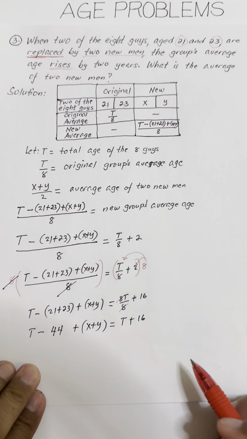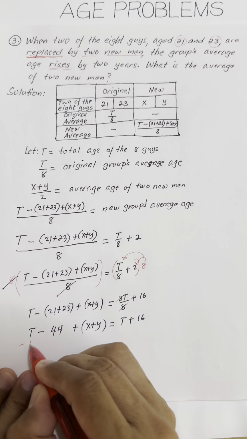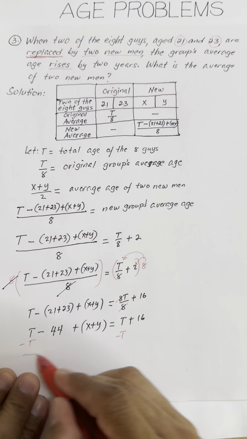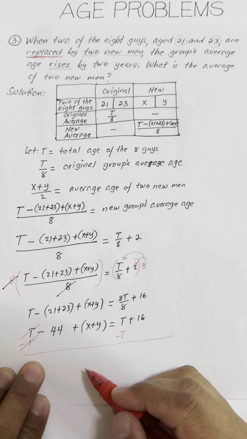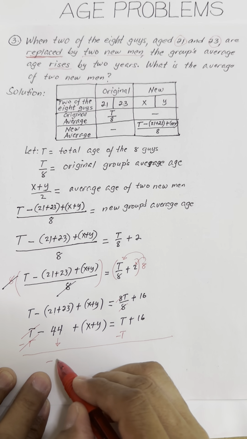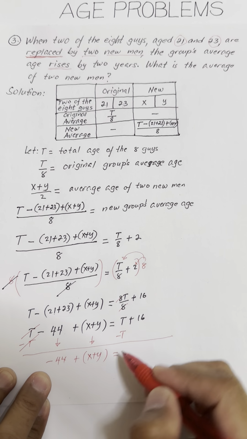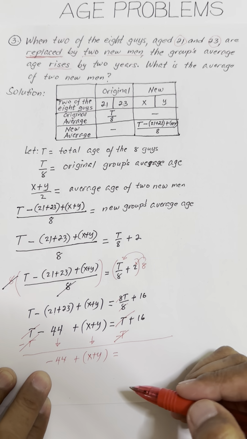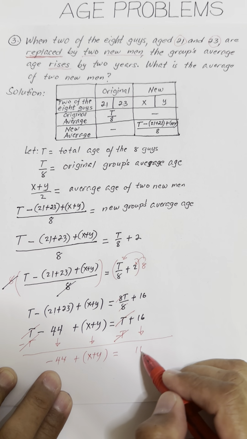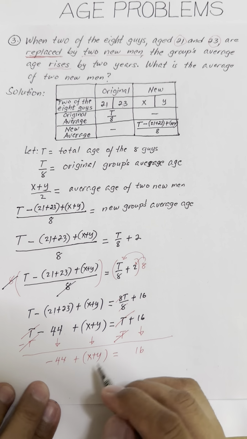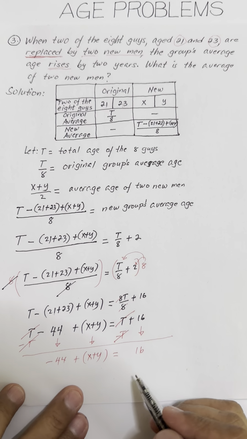If you look at both sides, we have t and t, so we can subtract t on both sides. The positive t cancels with the negative t, becoming 0. Then we bring this down: negative 44 plus x plus y. On the right side, t minus t is 0, and we bring down the 16. So our equation now becomes negative 44 plus the quantity x plus y on the left side, and 16 on the right side.